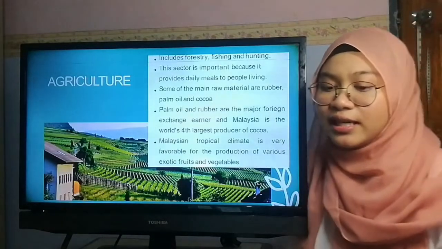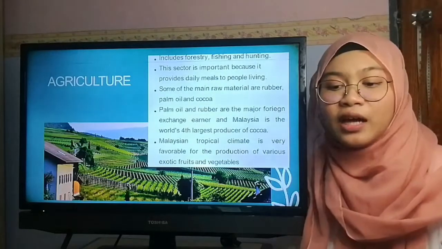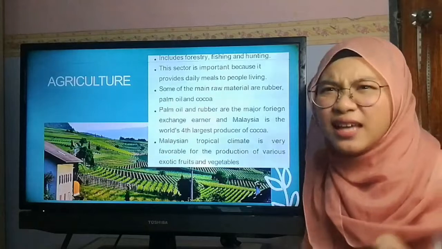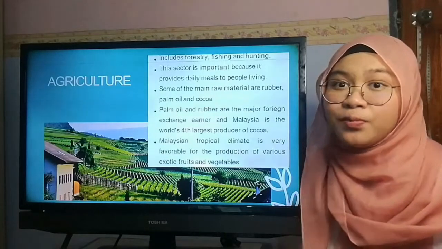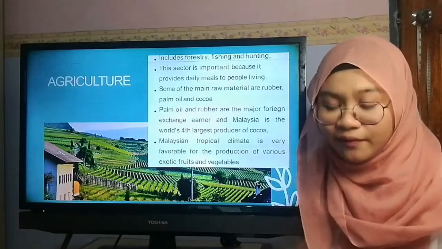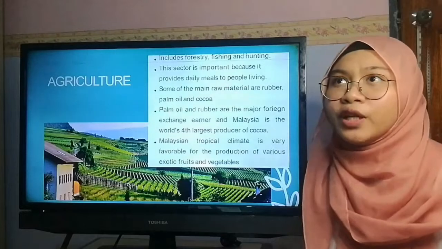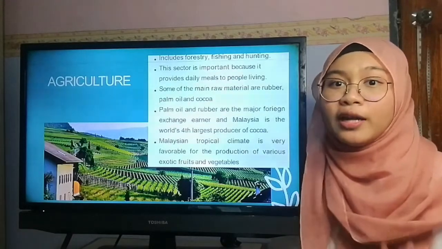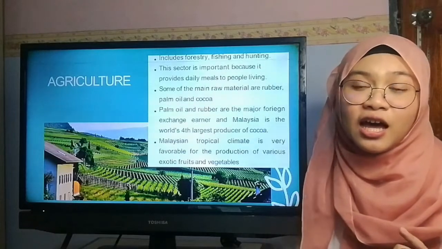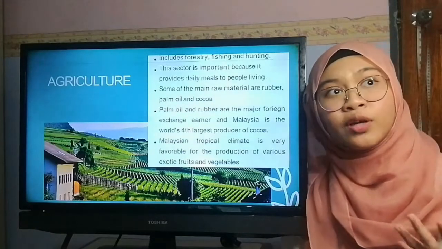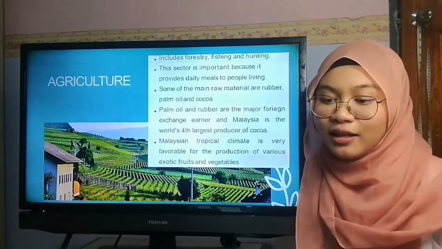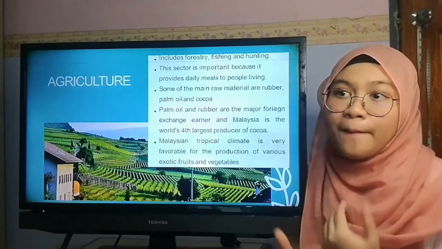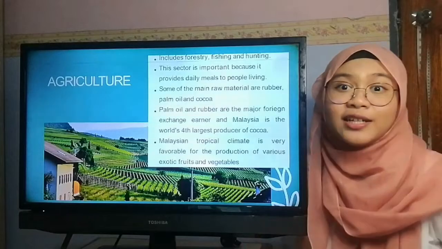So I will explain a little bit about agriculture. Agriculture includes forestry, fishing and hunting, and this sector is very important because it provides daily meals for people. Some of the main raw materials in Malaysia are rubber, palm oil and also cocoa. Malaysia is the world's fourth largest producer of cocoa, and palm oil and rubber are the major foreign exchange earners.